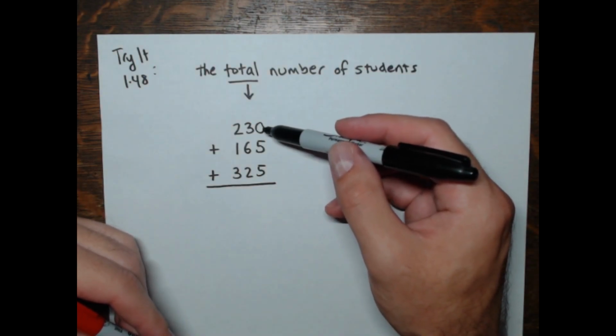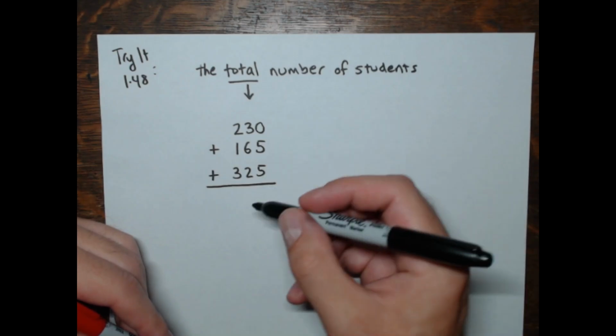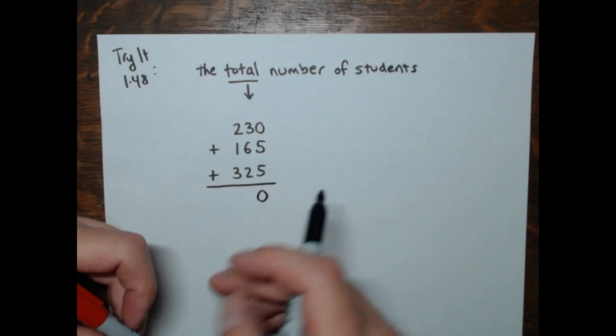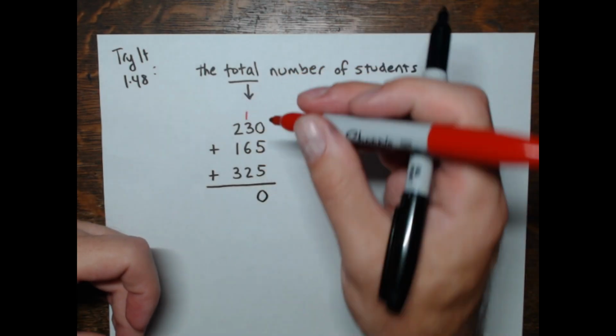Starting from the ones, 0 plus 5 is 5, 5 plus 5 is 10, so that's 0 in the ones, carry a 1 in the tens.